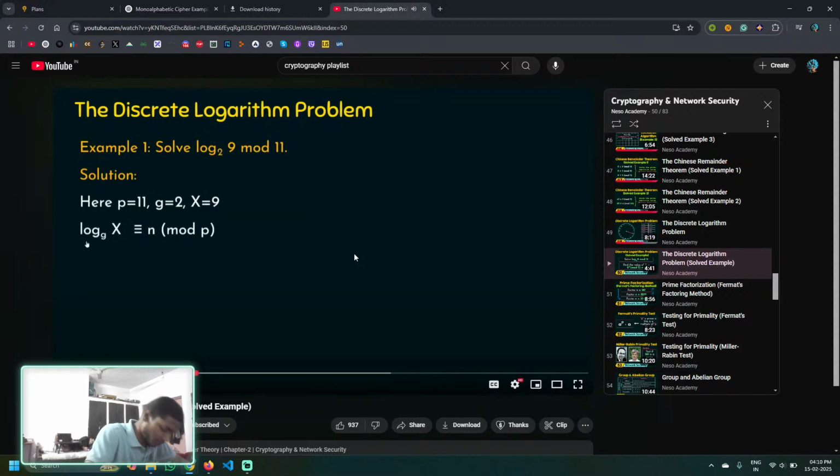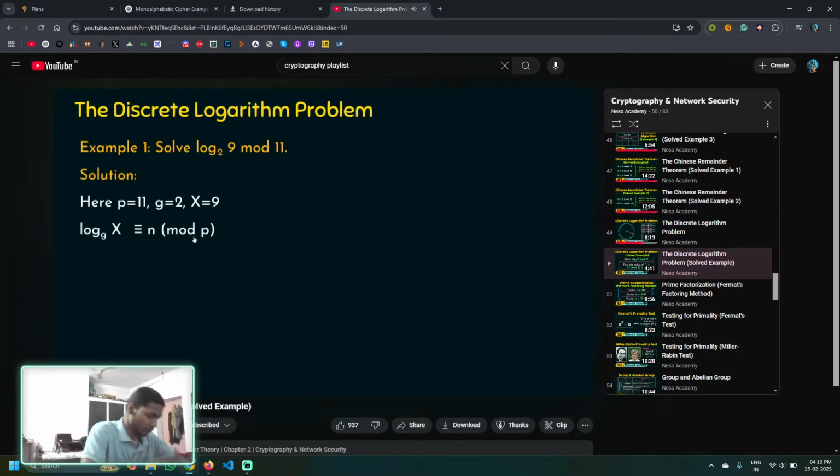So this is the general equation that I'm going to use in order to solve this kind of problem. Here, log to the base g of x is congruent to n mod p. Before proceeding with this problem further, just recollect the main idea of the discrete logarithm problem: finding the exponent. How hard it is to find the exponent is the real challenge. If you have a small prime number, obviously you can easily find the exponent. But if the prime number is of 100 digits or very large, then it is very difficult to find the exponent.